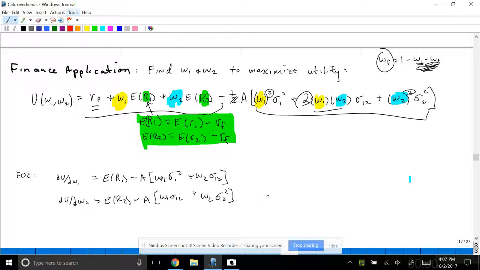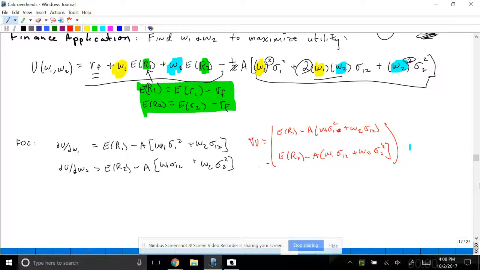All right, so incidentally, we can write this in gradient form as the same thing. It's just expected return of asset 1 minus A times weight 1 times variance of asset 1 plus weight 2 times the covariance of 1 and 2. Excess return of asset 2 minus A times weight 1 times the covariance of 1 and 2 plus the weight 2 times the variance of asset 2. And if we're going to optimize this, we set our first order condition equal to 0. So over here, we have two equations, both set equal to 0. Or we can set our gradient equal to a 2 by 1 vector of 0.